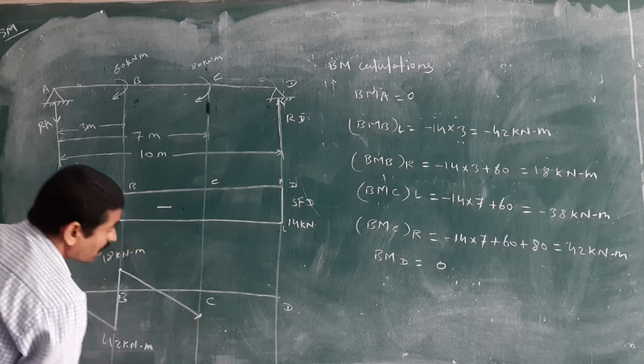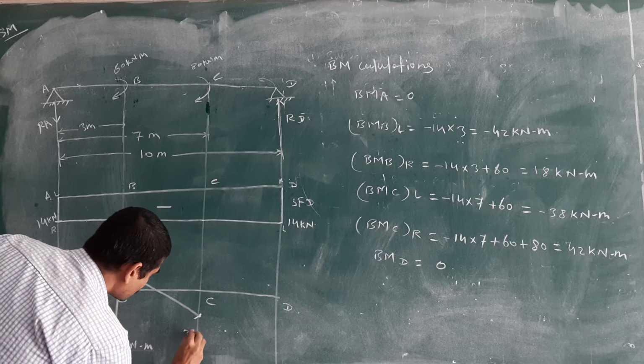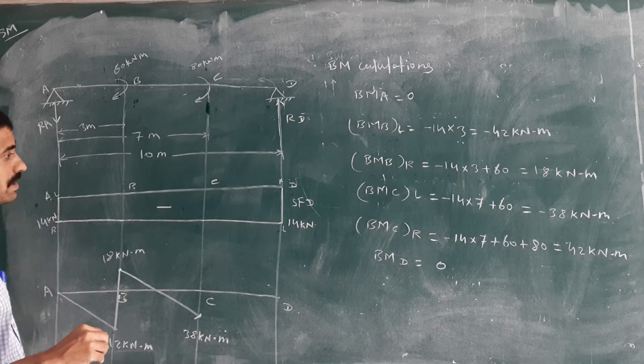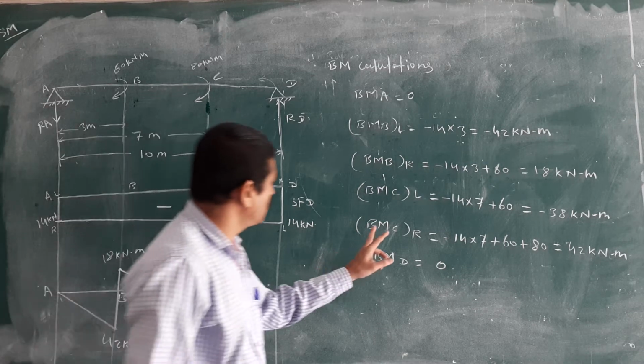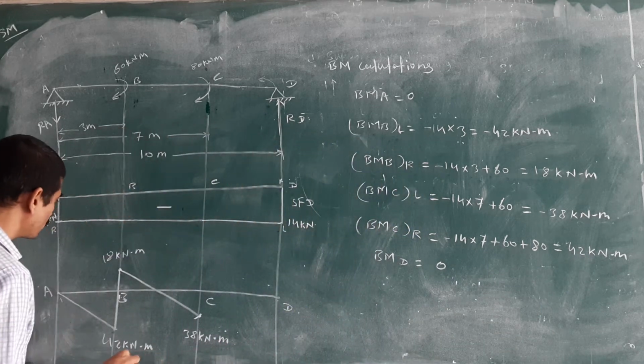Approximately you have to draw. Don't use graph paper. Don't waste your time. Minus 38 kilonewton meter at C, and at the same point, right side, then 42 kilonewton meter.